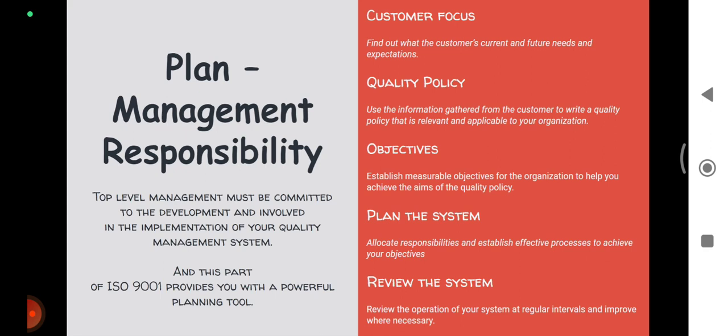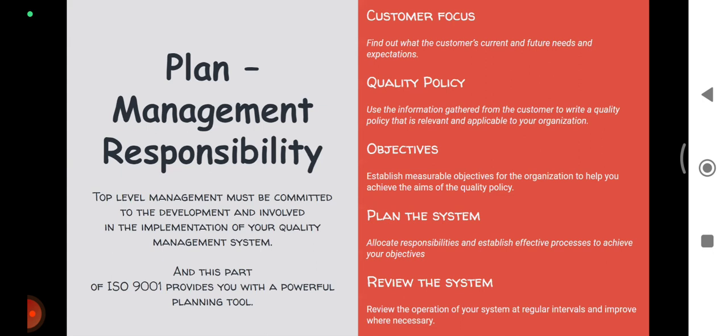When clients come to your organization, what do they need from you? Is it comfort? Is it luxury? Is it cheap? Is it the price or the cost? What exactly do they need? And then, from those needs and expectations, you use that information to write your quality management policy. This is called the policy, the statement of intent. This statement of intent is going to be the basis for setting objectives.